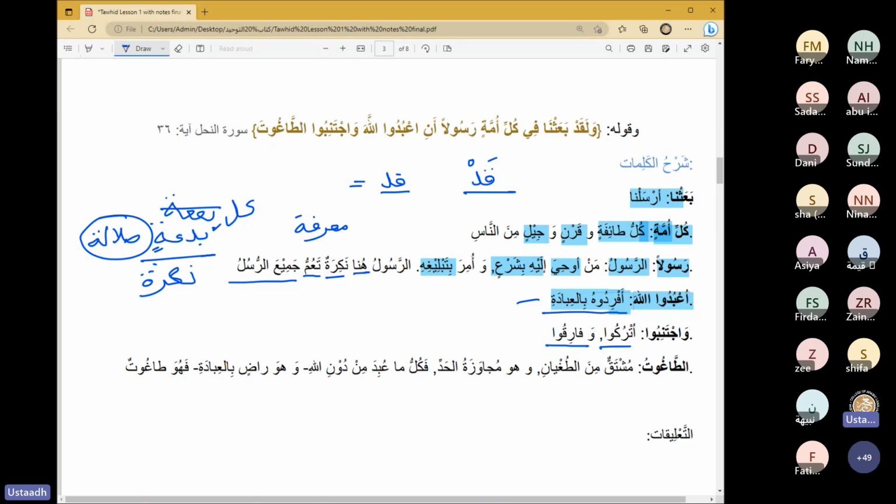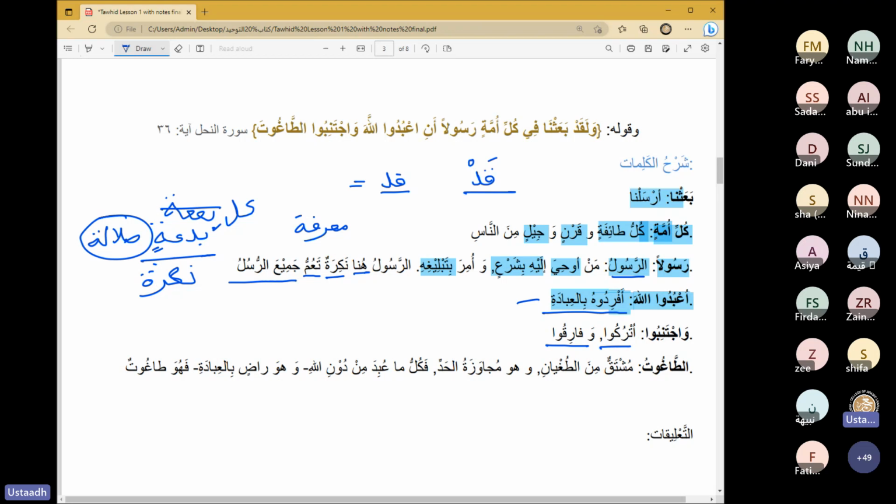Yes, someone said that the messenger of Allah sallallahu alaihi wasallam was a prophet and a messenger. As they say, every rasul was a prophet, but not every prophet is a rasul. That's how we understand it. Kullu rasulin nabi, wa laysa kullu nabiyyin rasul.